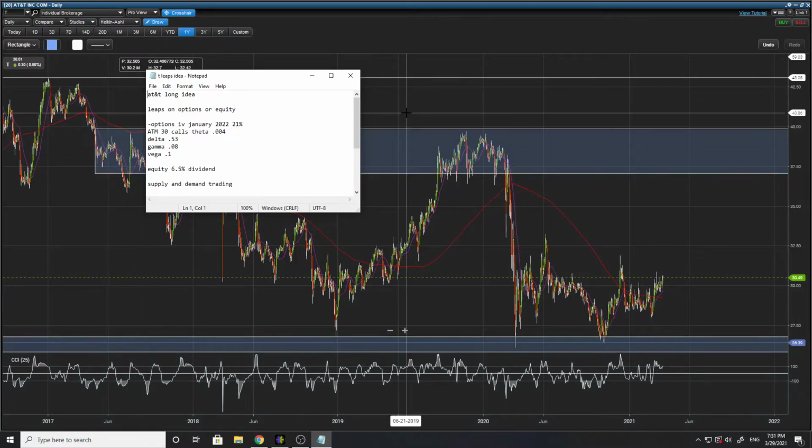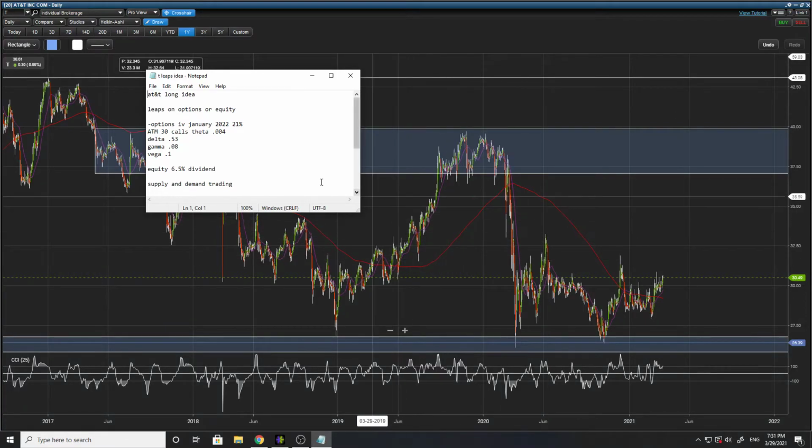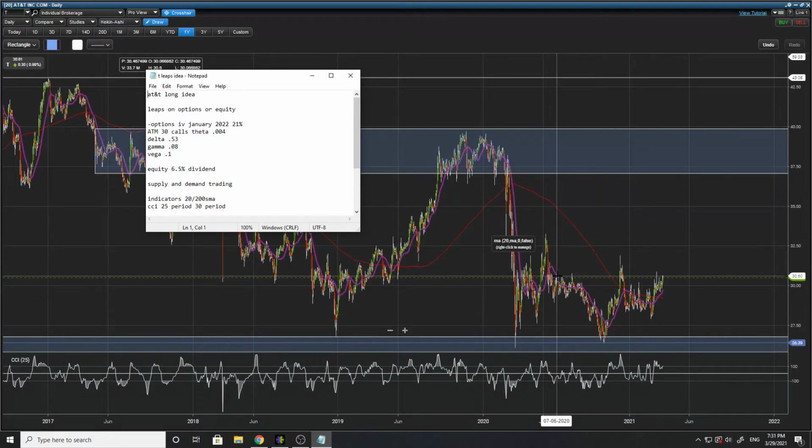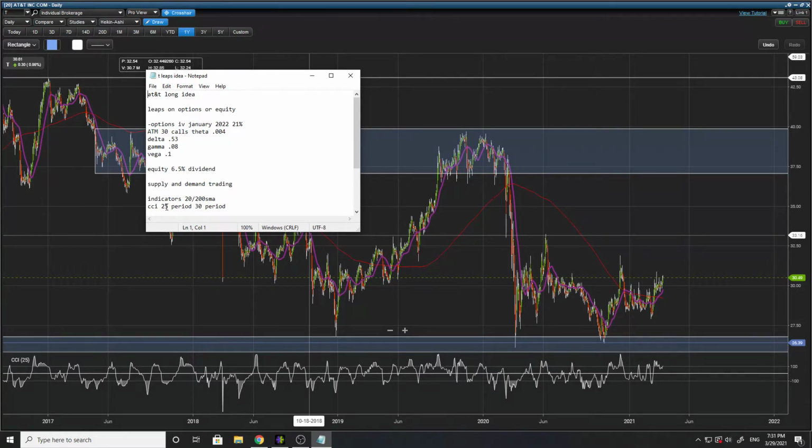Supply and demand trading, once again, I'm a technical trader, no fundamentals. If you like the fundamentals, you're talking to the wrong guy. I guess you could say this fits into a 5G play, but that's all I'm going to say about that. Indicators, once again, I only use 3: my 20, purple line, my 200, which is the red line, and the CCI. I either use a 25 or a 30 period. Typically, I like to switch back and forth just to see the difference.